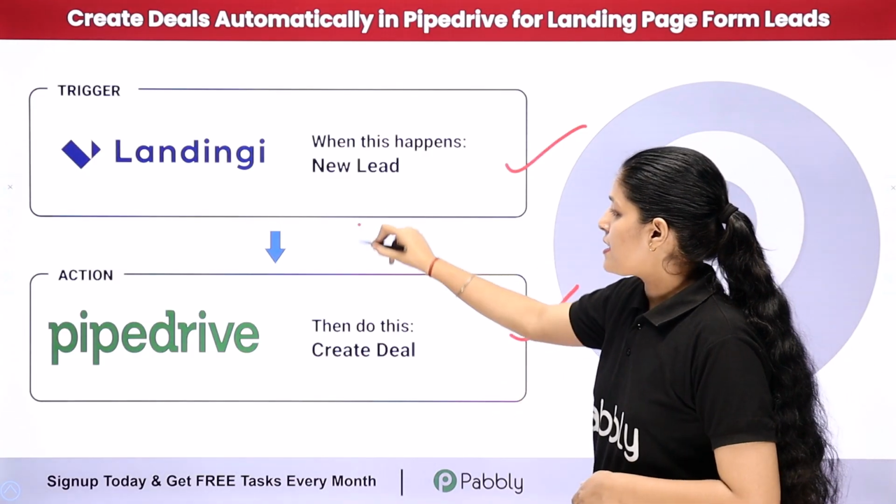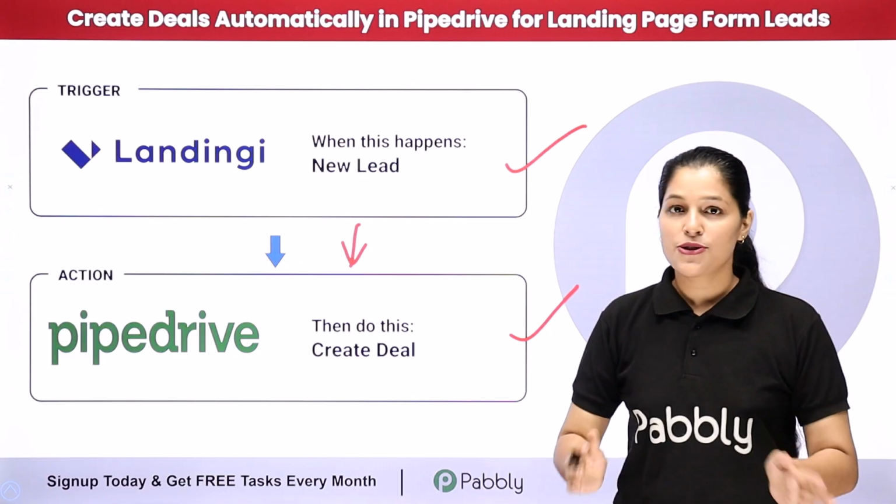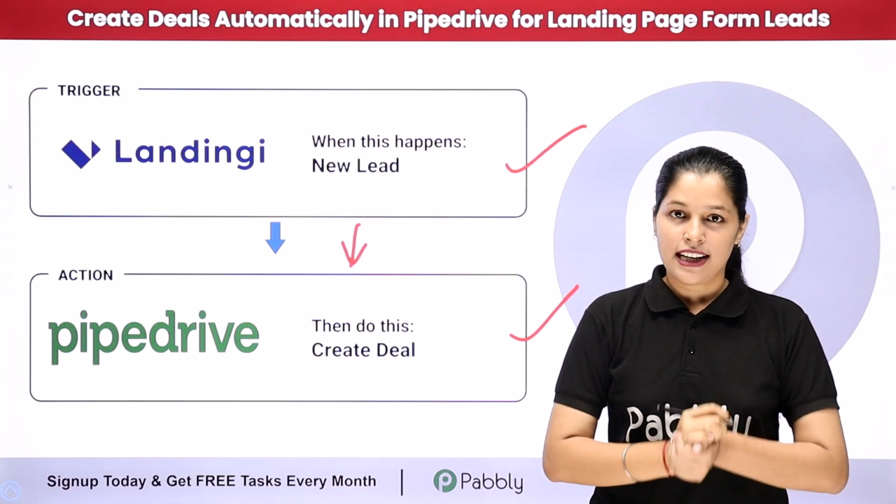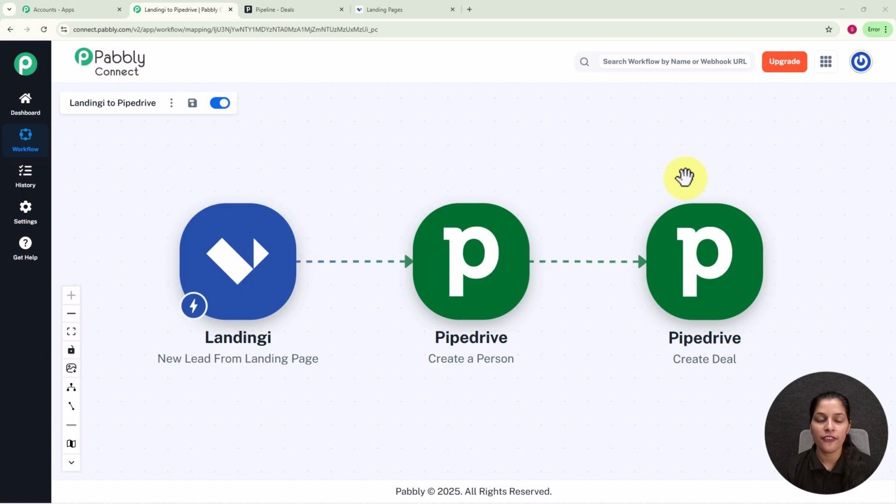So for integrating these both applications, I am going to use a software that is Pabbly Connect. So if you also want to build this automation, then let me take you towards my screen. Welcome to my screen. So in this video, I am going to show you how you can create deals in Pipedrive by landing form submission.